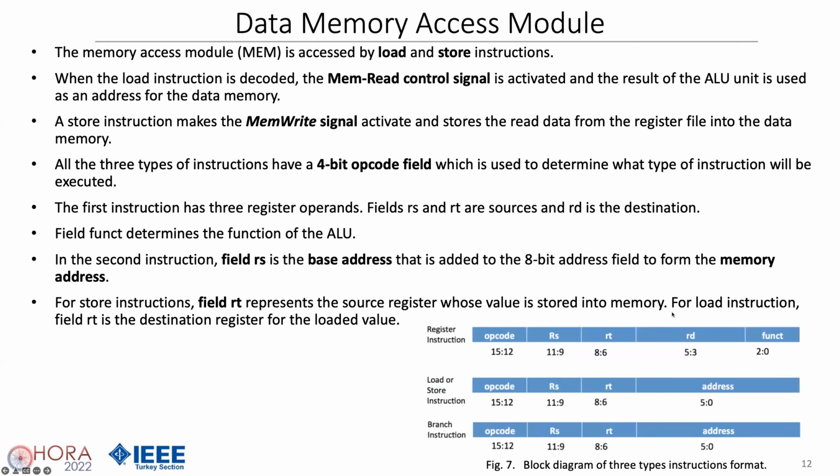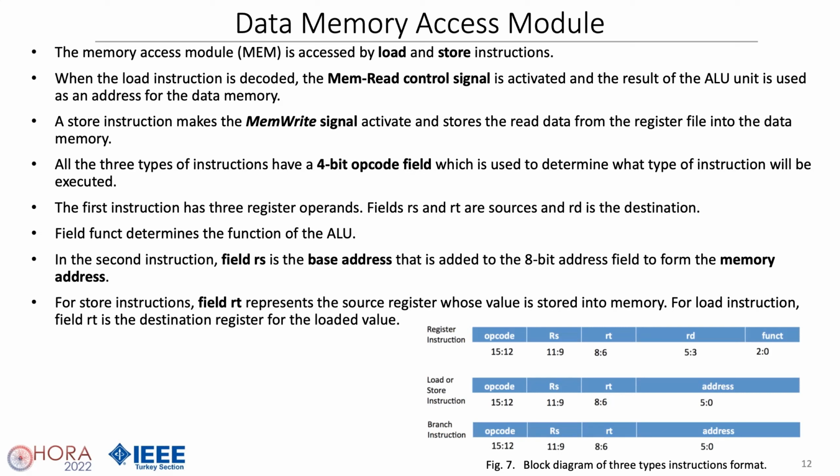The memory access model is only accessed by 2 instructions, load and store. When the load instruction is decoded, the memory read control signal is activated and the result of the ALU unit is used as the address for the data memory. Consequently, the output of the memory is written into the register file. The store instruction makes the memory write signal activated and stores the read data from the register file into the data memory.